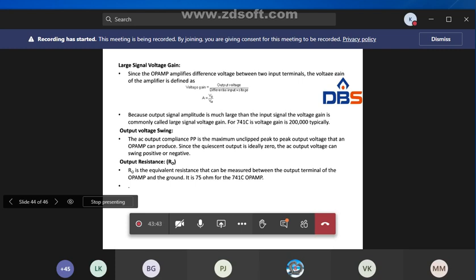Next, output voltage swing. The AC output compliance PP is the maximum unclipped peak to peak output voltage that an op amp can produce. Since the quiescent output is ideally 0, the AC output voltage can swing positive or negative. So the output changes between plus VCC and minus VEE.